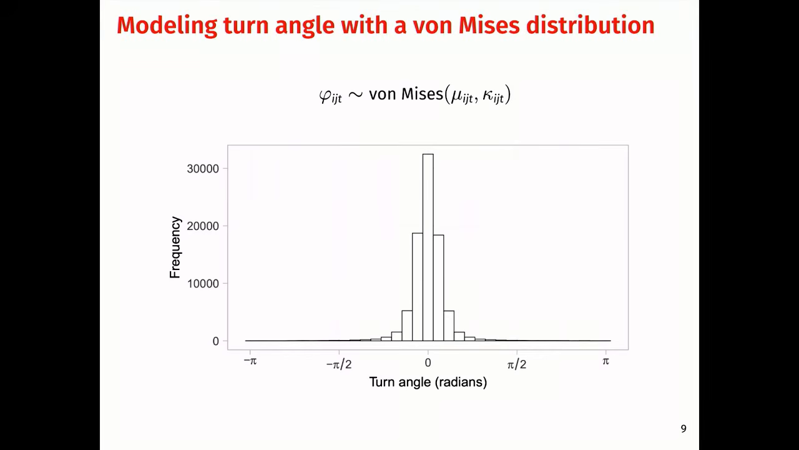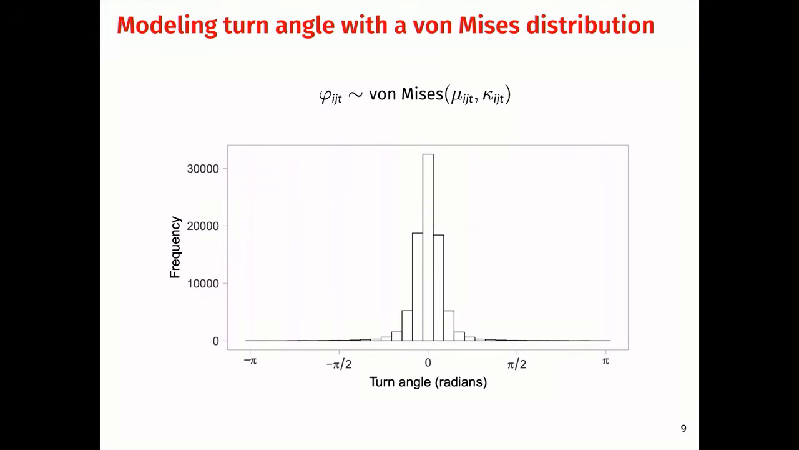All right, let's talk about the model. To begin, we're going to let phi sub ijt denote the turn angle for ball carrier j at frame t of play i. This histogram down here is just showing the observed turn angle distribution for NFL ball carriers in our sample. In this model, we use a von Mises distribution for the response, and this is a suitable choice since we're dealing with an angular or directional outcome.